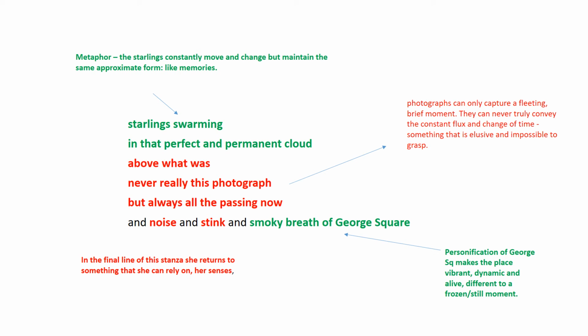We have the noise and the stink, and in the final lines she's clearly going back to something that she can rely on, which is her senses, what she can hear, what she can smell. It's a bit more reliable to her than a photograph of a moment. And she talks about the smoky breath of George Square, which is personification of George Square, making it seem really vibrant, dynamic and alive, which is really different to that frozen still moment.